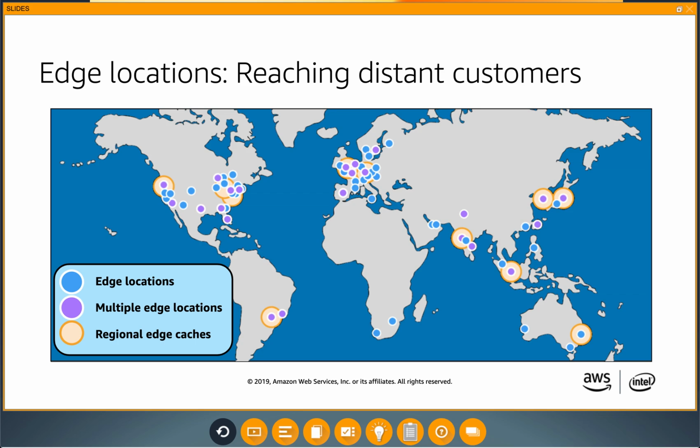These are mainly used for lowering latency to access AWS resources using a global network of 166 locations around the world. Some services that take advantage of edge locations are Route 53, our DNS service, and CloudFront, our content delivery network.